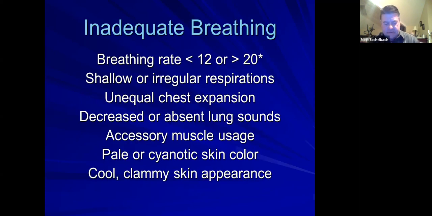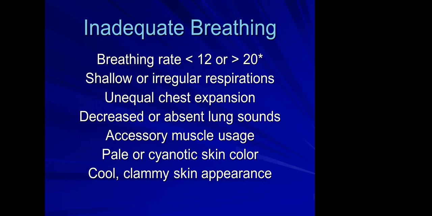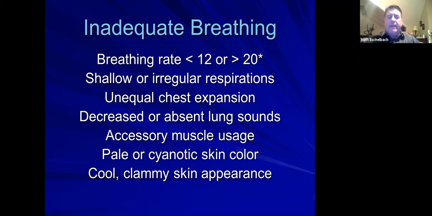Inadequate breathing is either too slow or too fast, less than 12 or greater than 20. Very often I'll ask, what are the vital signs, and they'll say normal, and then they'll give me a breathing rate of 22. I go, well, that's not normal, that's tachypnea, right? Other signs include shallow or irregular respirations, unequal chest expansion, which might be a clue to a pneumothorax or perhaps a blocked lung, decreased or absent lung sounds, which again could be a pneumothorax or a pneumonia, and accessory muscle use. This is very, very important when you're looking at the pulmonary exam for children, and I'll have a few slides on that. And then pale or cyanotic skin color and cool, clammy skin.